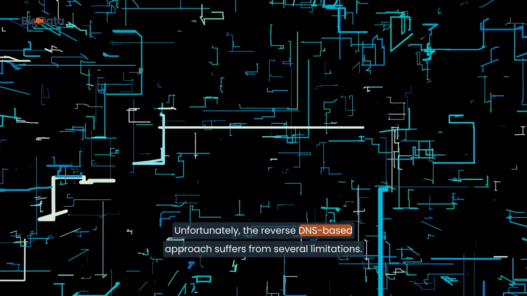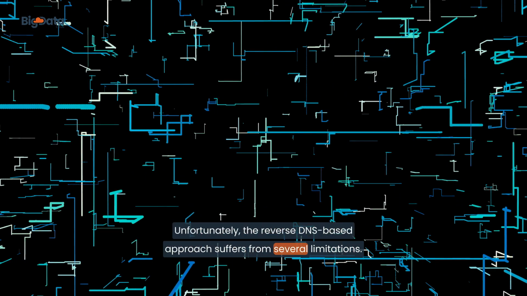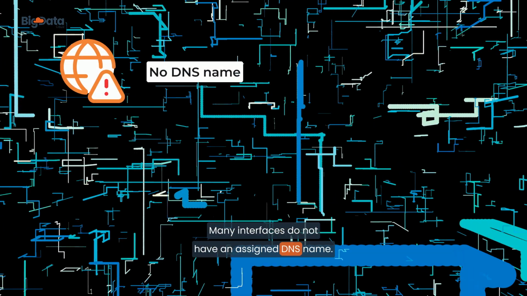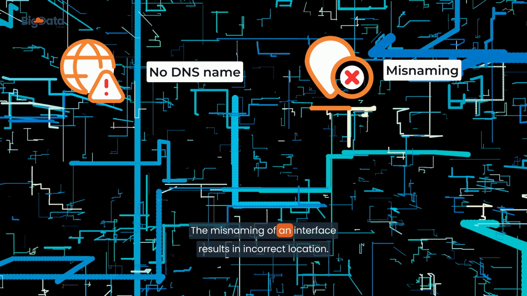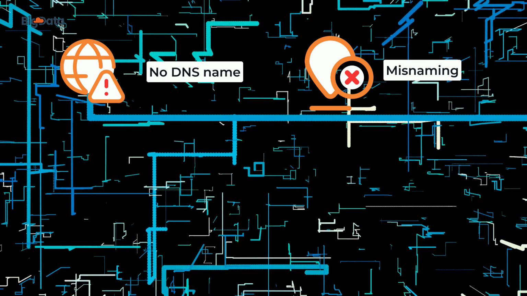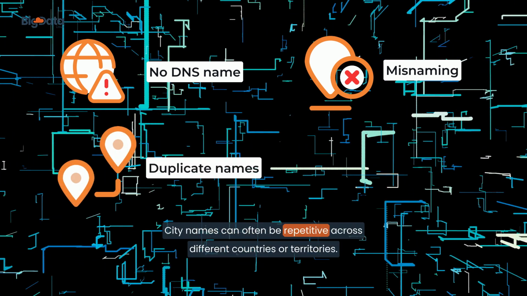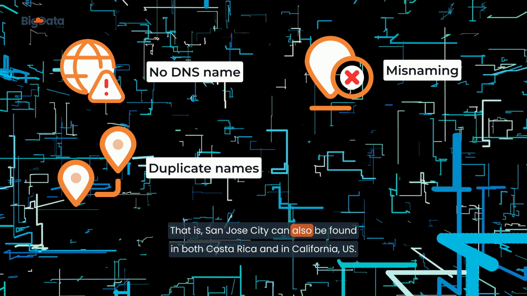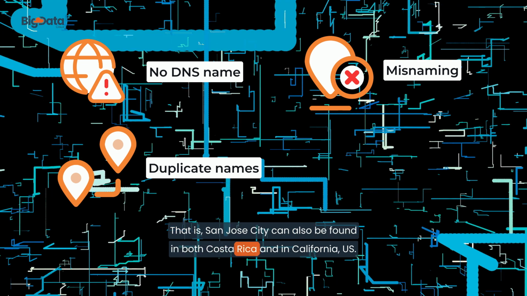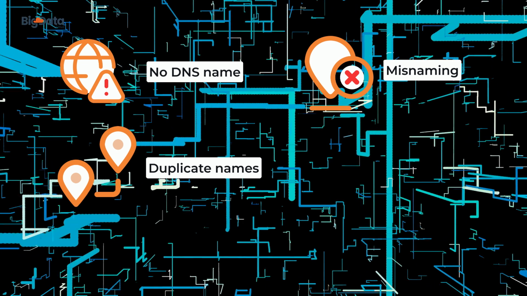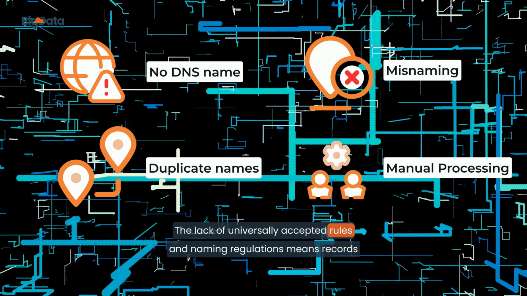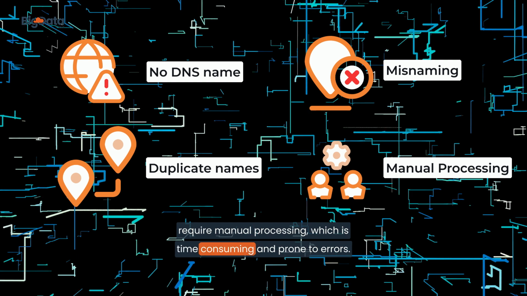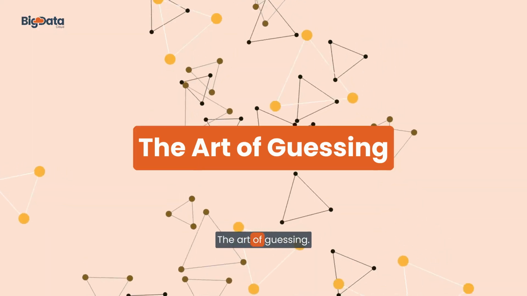Unfortunately, the reverse DNS-based approach suffers from several limitations. Many interfaces do not have an assigned DNS name. The misnaming of an interface results in incorrect location. City names can often be repetitive across different countries or territories. That is, San Jose City can also be found in both Costa Rica and in California, US. The lack of universally accepted rules and naming regulations means records require manual processing, which is time-consuming and prone to errors.